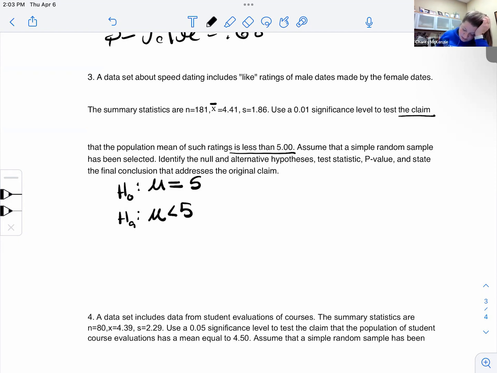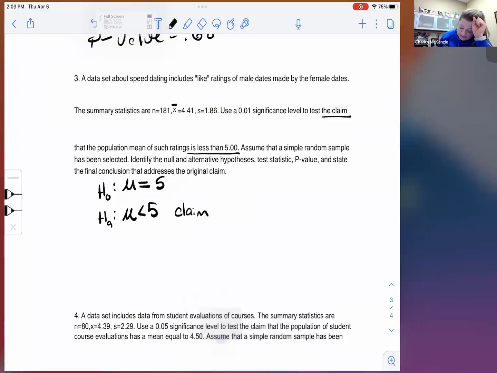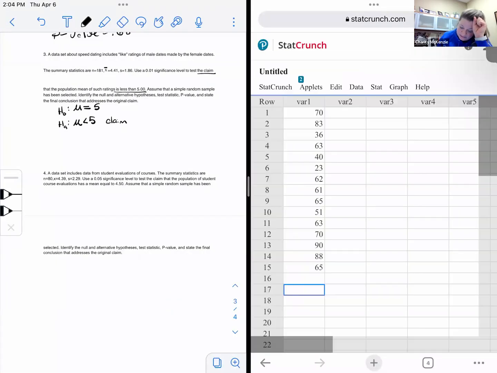Which one's the claim? Less than 5, right? So this is our claim. We're trying to show that there's a significant amount. We know the ratings are already less than 5 in our sample, but are they significantly enough less? That's what we're trying to get at. So split screen, bring this back up, close.